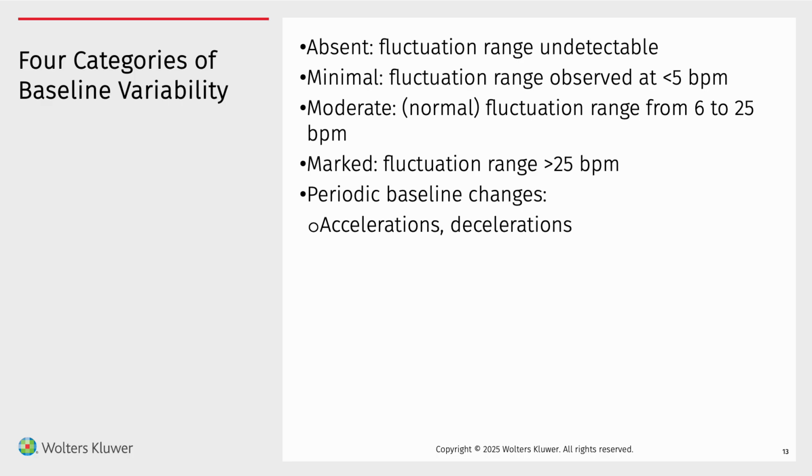Then you have moderate. This is normal and reassuring. The variability is usually between 6 and 25 beats per minute. It indicates that the fetus has a well functioning nervous system and is adequately oxygenated.